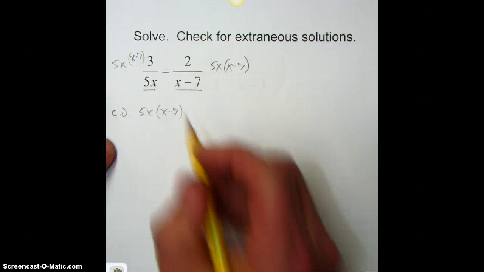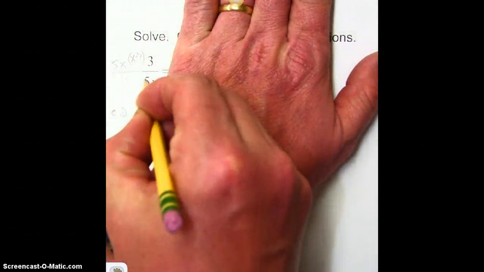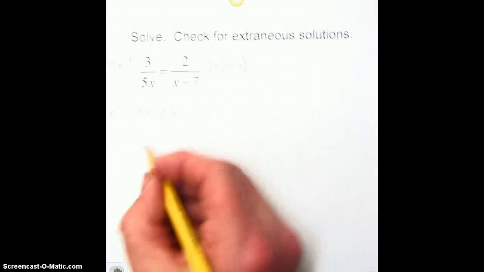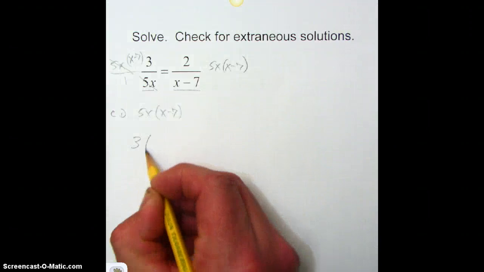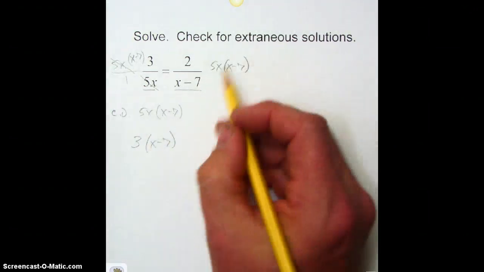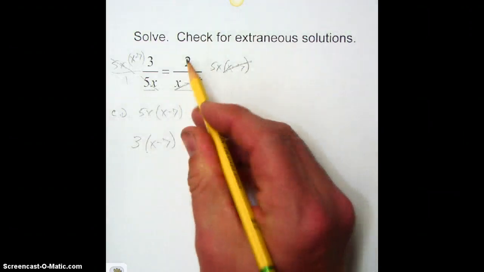All right. So on this side, if I cover this, remember this is over 1. So the 5x is canceled. So I'm left with 3 times x minus 7, or x minus 7 times 3, doesn't matter. On this side, those cancel. So I'm left with 5x times 2.